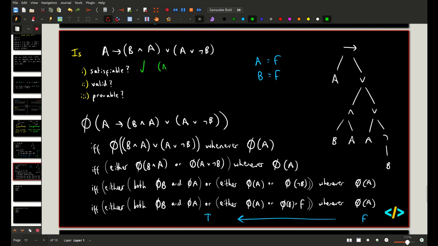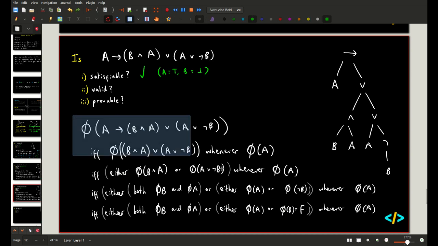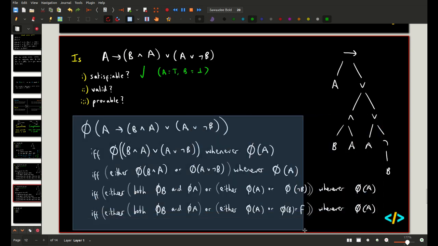Because we found a valuation of A and B, a truth assignment, which makes it satisfiable. Okay, so false implies anything. Yeah, it does. Okay, so we've done that.